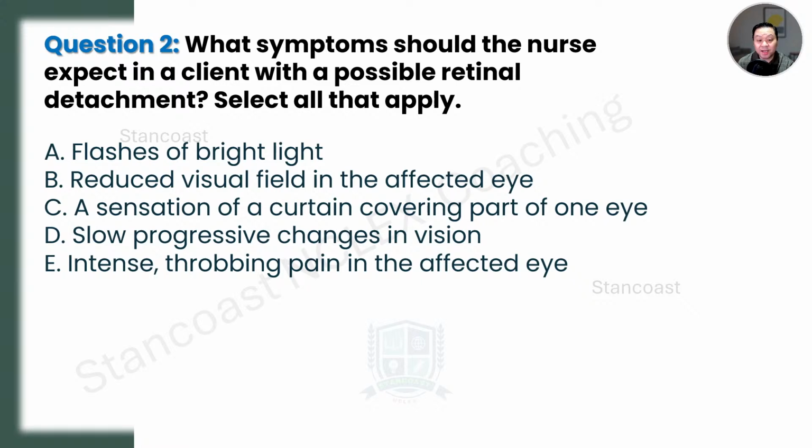So the correct answers are the following. Letters A, B, C. One of those will be flashes of bright light. This is what we call photopsia. This is a manifestation of retinal detachment as the retina will start to pull away from the choroid. Now, letter B, reduced visual field in the affected eye. This is also correct because the detachment can impair the vision in the affected area. It's not going to affect the other eye when there's no tearing or detachment in the other eye.